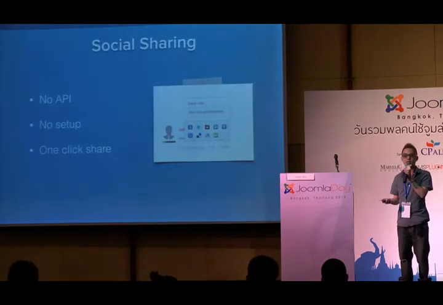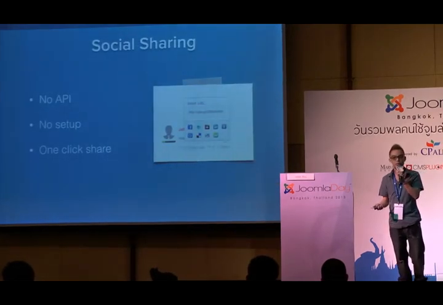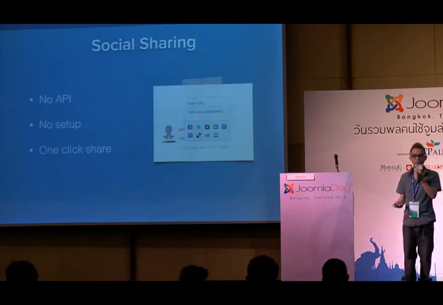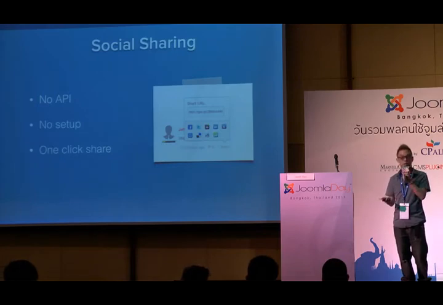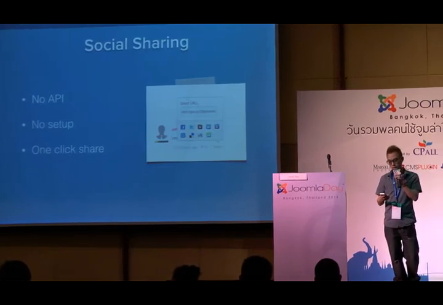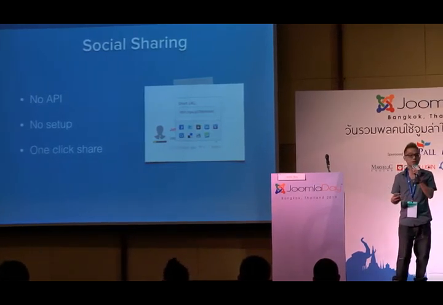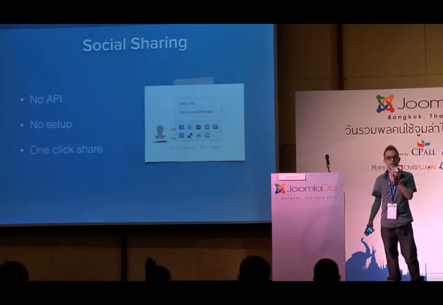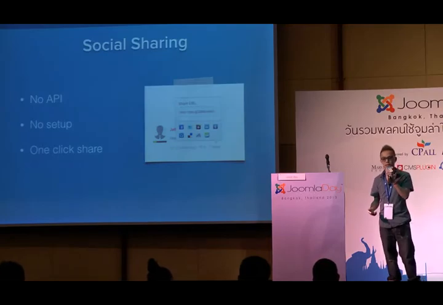Okay, social sharing. This is also another important thing. Nowadays, who doesn't use Facebook? Who doesn't use Twitter? Okay, this is the most important part of it all as well. So the key feature here is that with social sharing in Commento, there's no API required. There's no setup required. For the administrator, it's just as easy as going to the back end, one click, enable it. That's all. It's enabled on the front end. Users can just click. And on the user side, it's as simple as one click share. That's all. No complication required.